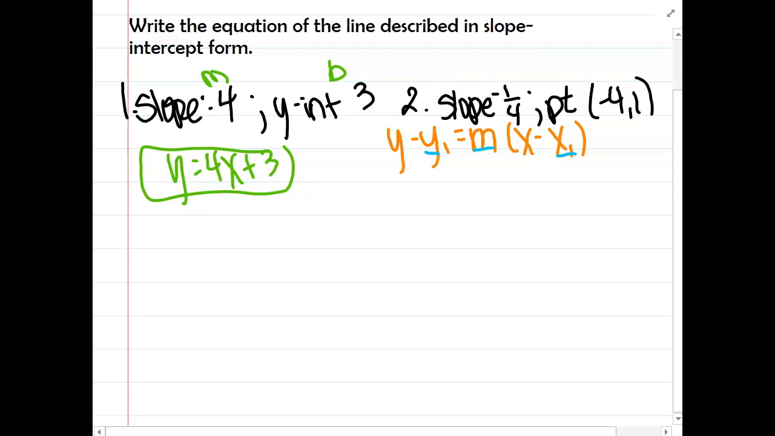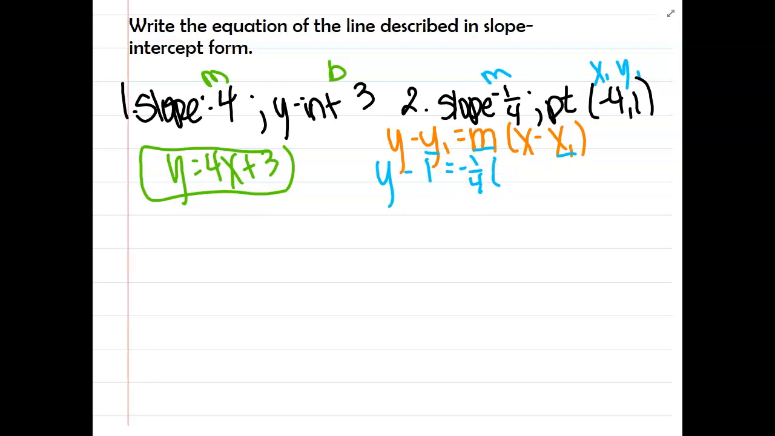In this case, they give me all of these things. My negative 1/4 is my m. My negative 4 is the x1. The 1 is my y1. So for this one, you just plug all those numbers in. So we're going to do y minus, instead of y1, we're going to plug in 1, equals, my m is negative 1/4. And then, we've talked about this, it's going to be x minus a negative 4. Minus a negative 4 is going to turn to a plus 4. You have written the equation of a line.